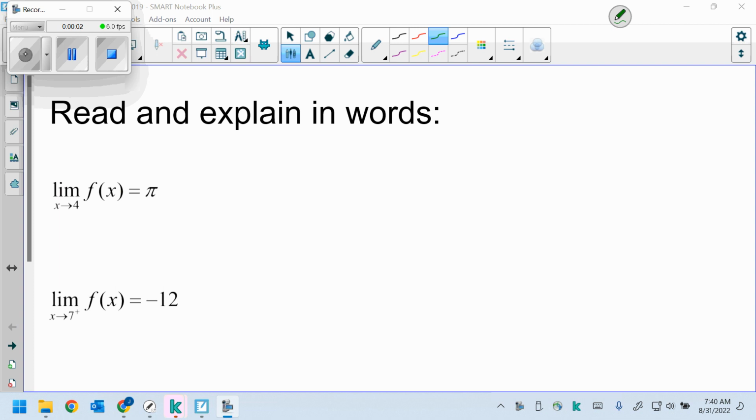Okay, next discussion is limits. And here we have some limit statements, and I want us to be able to read these correctly.